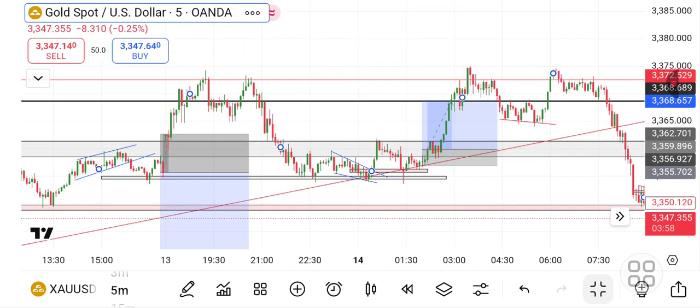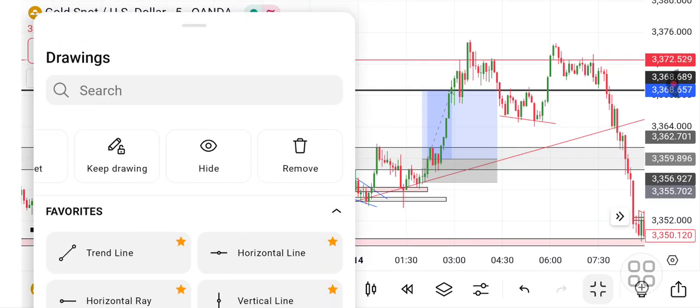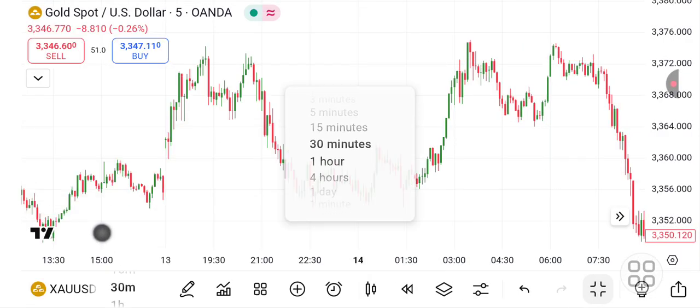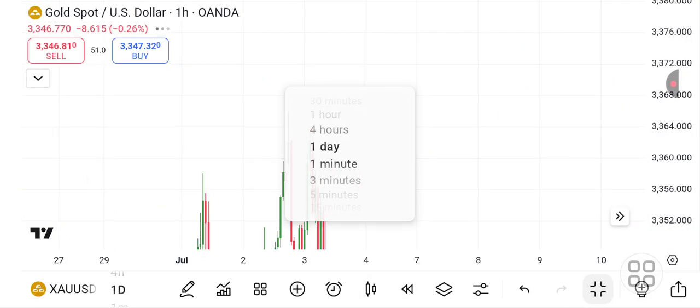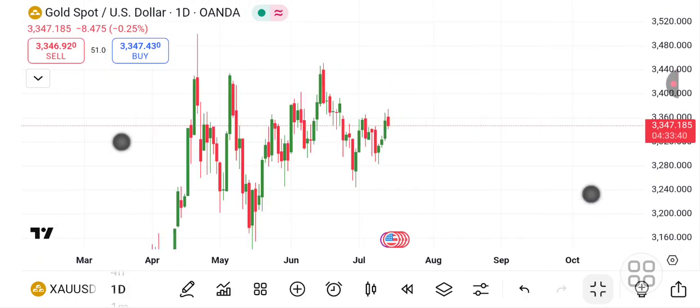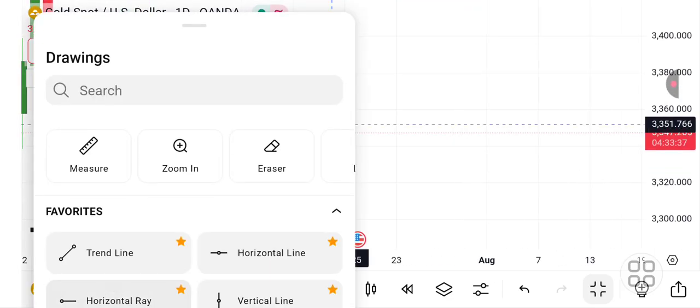So I want to take you step by step on how I got this trade. So I'll be deleting everything and start again. So first thing first, we shall go to the daily time frame. On the daily time frame, we shall be marking out the previous day's high and low.